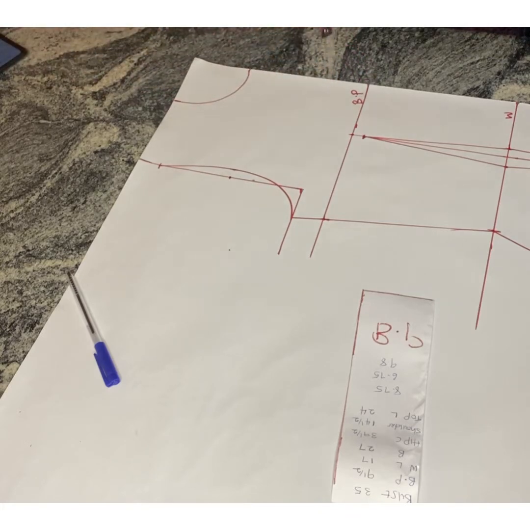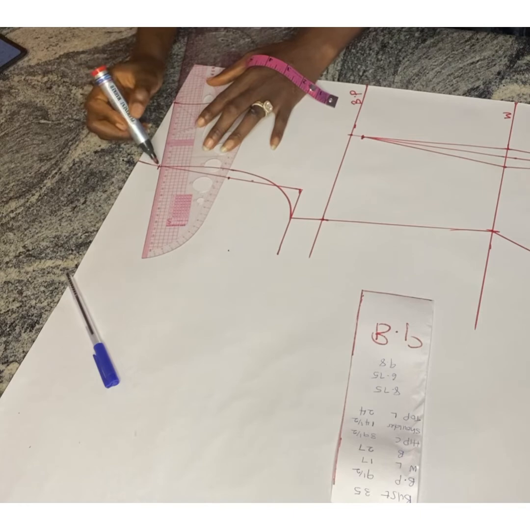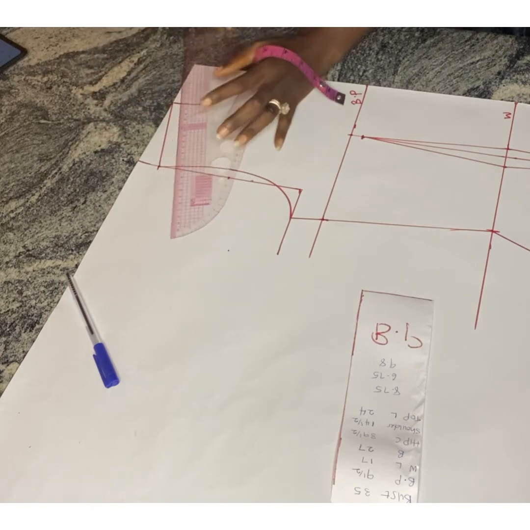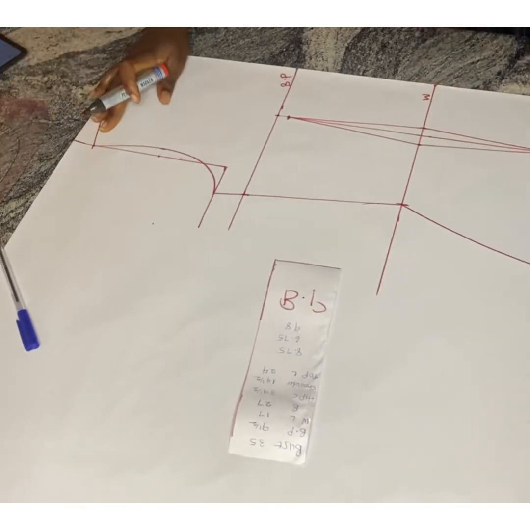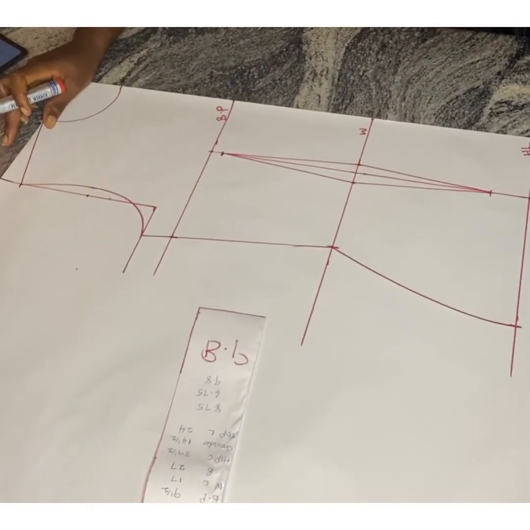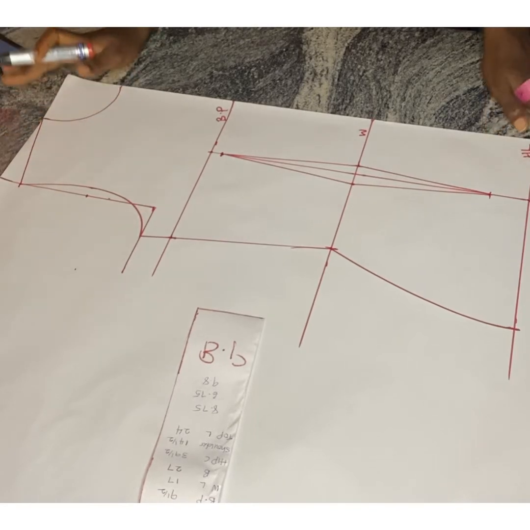So after that, I'll be drawing my shoulder slant. I'll be connecting that to my neck that way. So after doing all this, this is what you should have for your basic bodice.